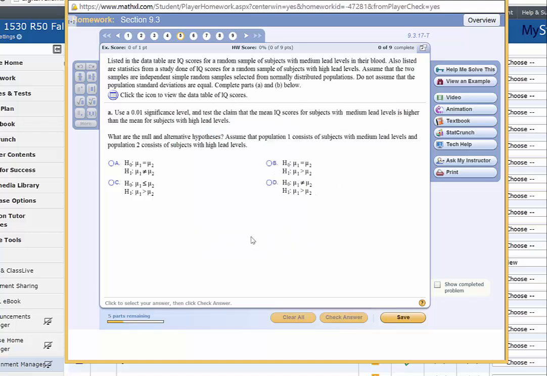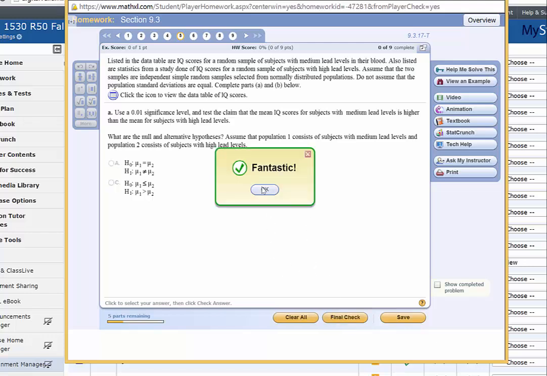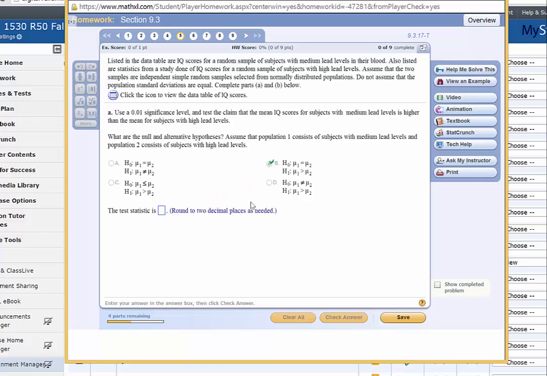So in the problem, we will select the appropriate hypotheses. And we're asked to fill in the test statistic, which we found to be 0.15 when we round to 2 decimal places, as we are directed. The p-value, which we were to round to 3, then, would be 0.442.